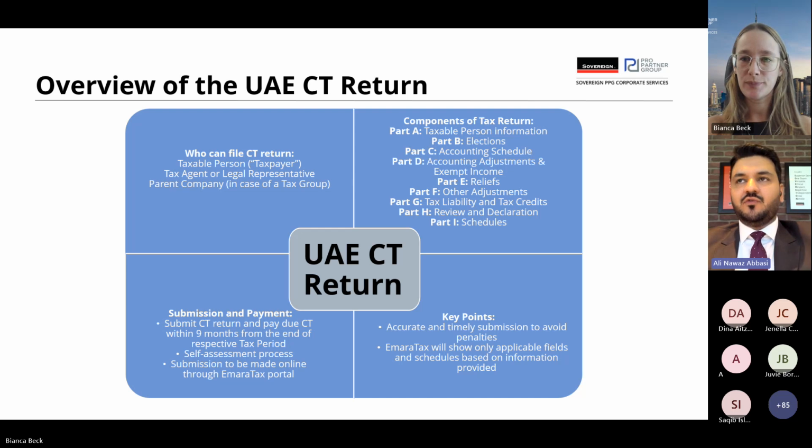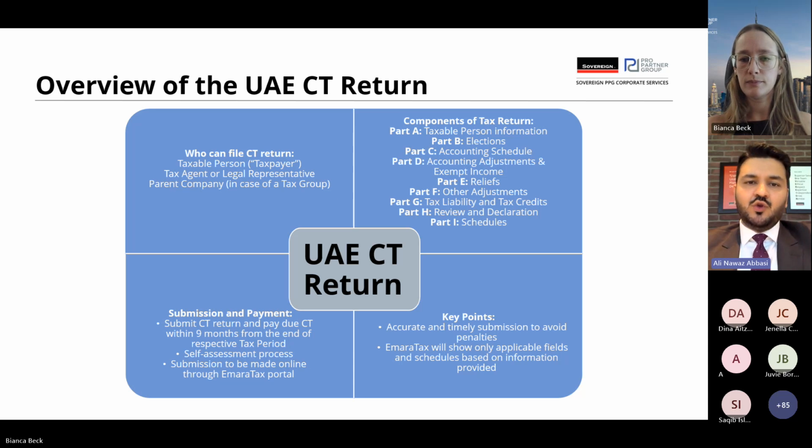Okay, overview of the UAE corporate tax return. There are different people who can file the corporate tax return of a company. The taxable persons themselves can file, tax agent or legal representative of the company can file, and in case of a tax group, parent company would need to file it.